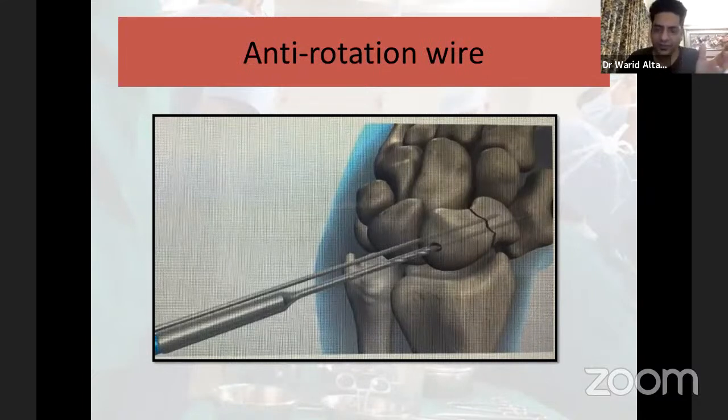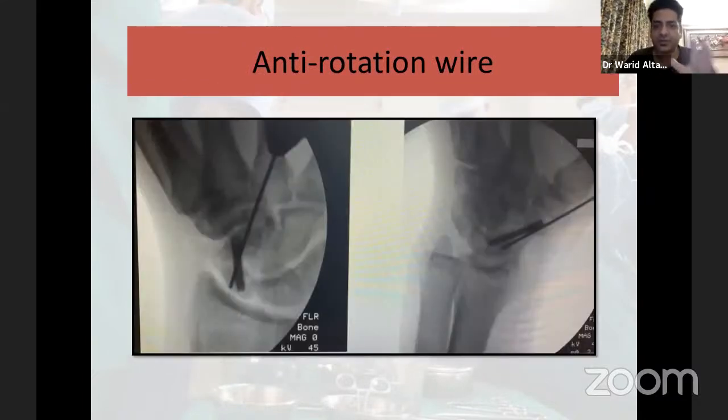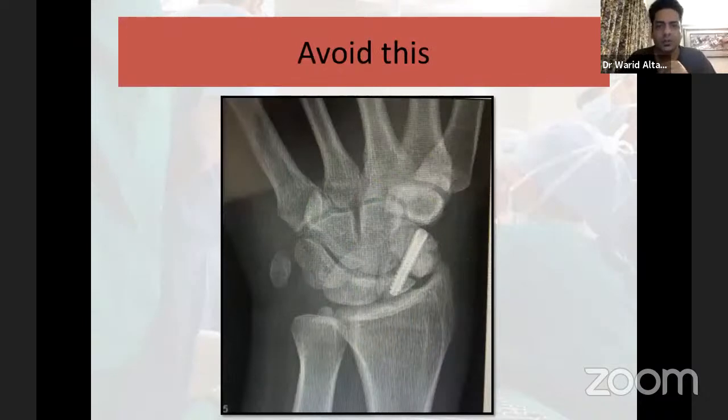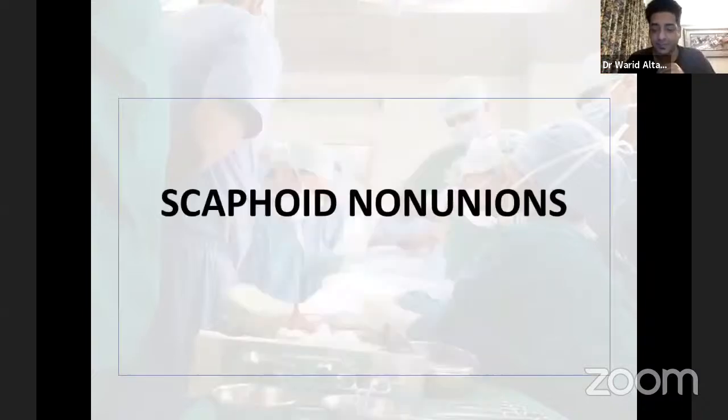An anti-rotation wire sometimes is required, especially when we are doing non-unions, when there's a big bone graft in the middle; there are chances of the graft popping out. Once your graft is inside, and I'll show this in the non-union slide, you can put an anti-rotation wire and then put a Herbert screw. Always avoid this bigger screw, probably what we use for capitulum fractures. If we push in bigger screws, you may displace the fracture.